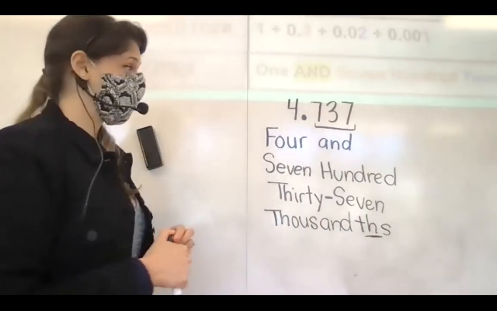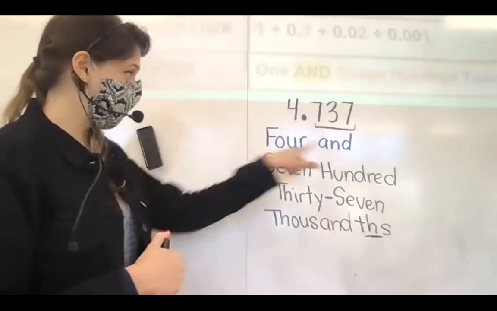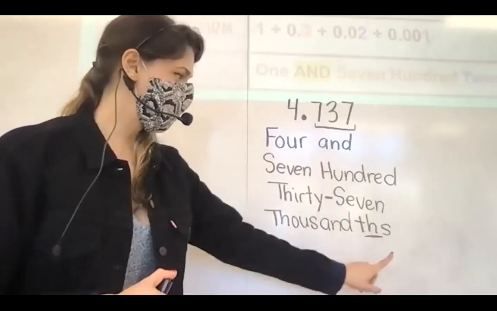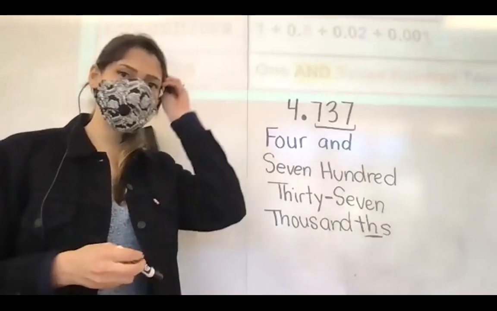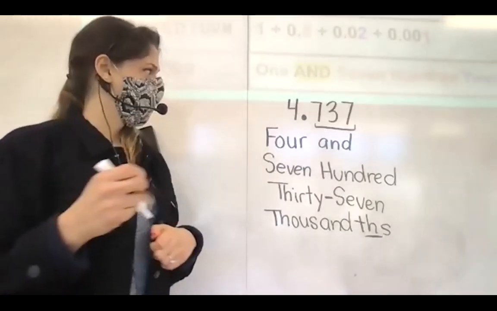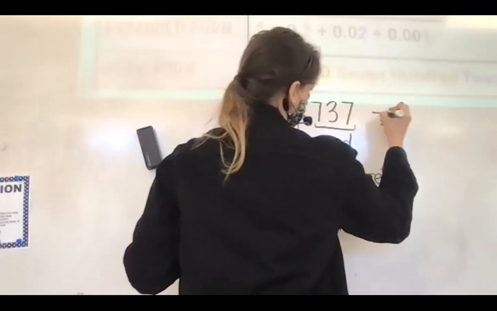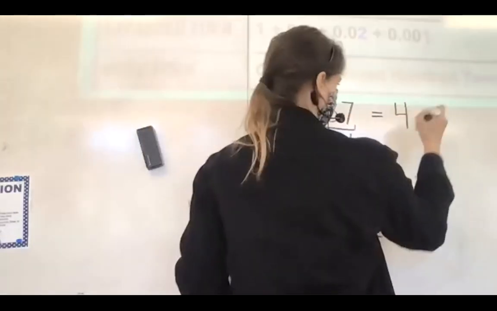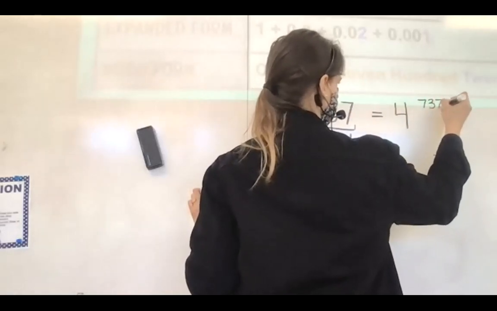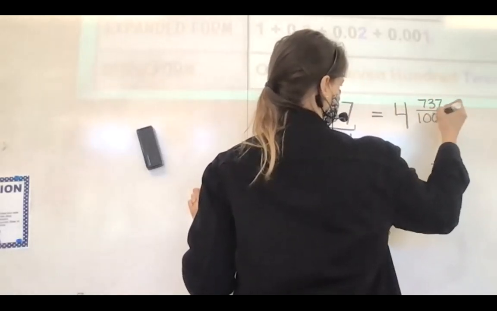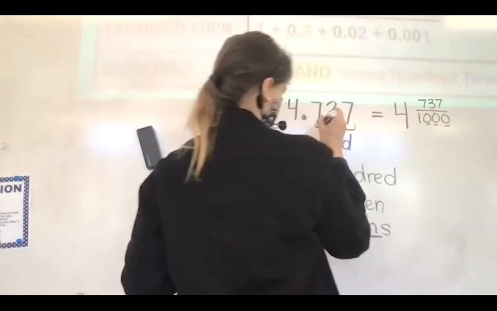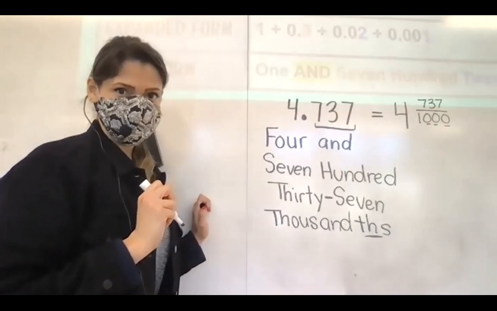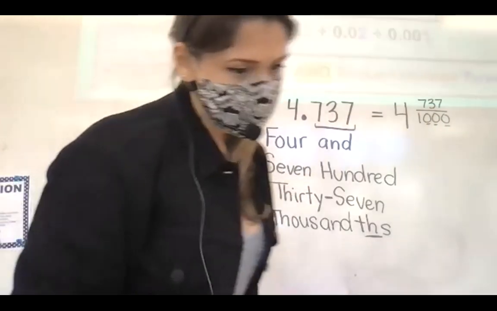All right, you need to show me that you are in decimal. So 4 and 737 thousandths. That's how you would write this number. Why? Because if you wrote this as a fraction, it would be 4 and 737 thousandths. See that? Yeah. All right, next part of the question.